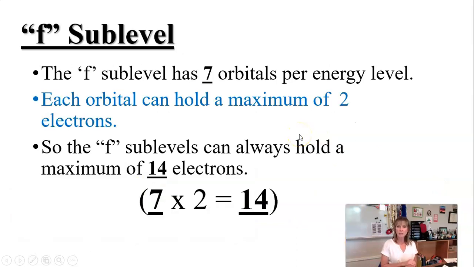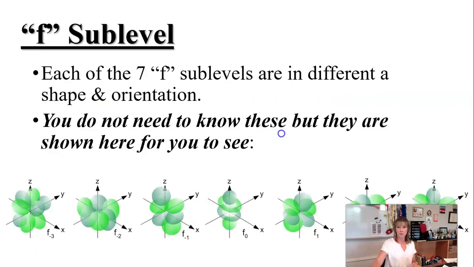The F sublevel has 7 orbitals per energy level, and it can have a maximum of 2 electrons in each orbital. So the F sublevel will have 14 total electrons. These are funky shaped orbitals, and in each of these orbital shapes, you'll have 2 electrons, for a total of 14 electrons.